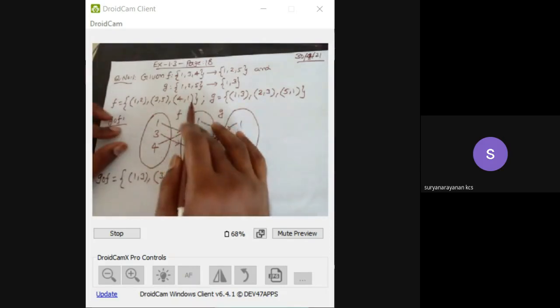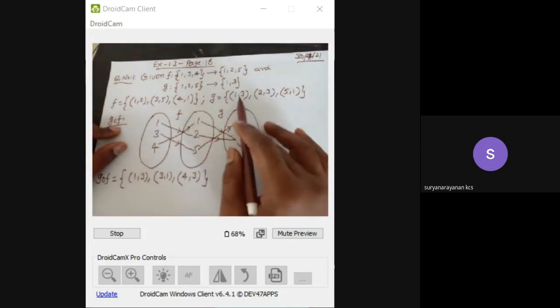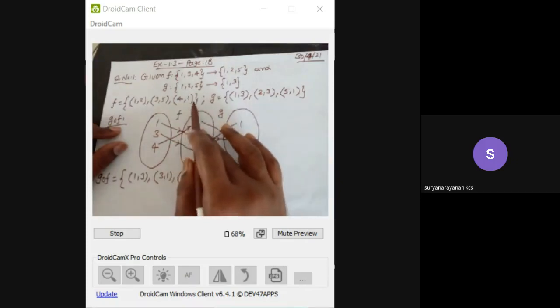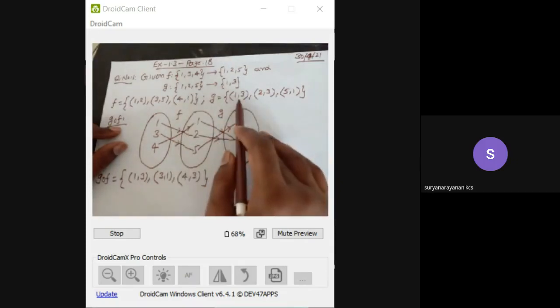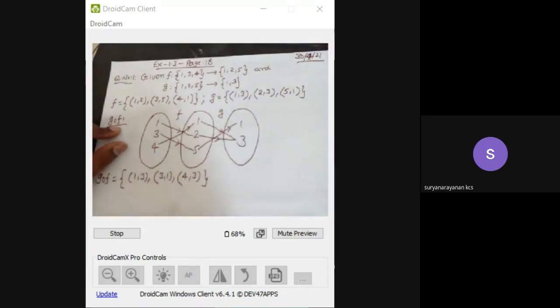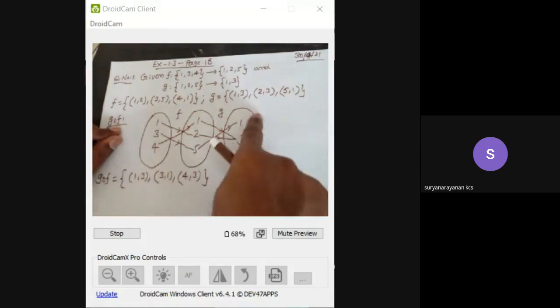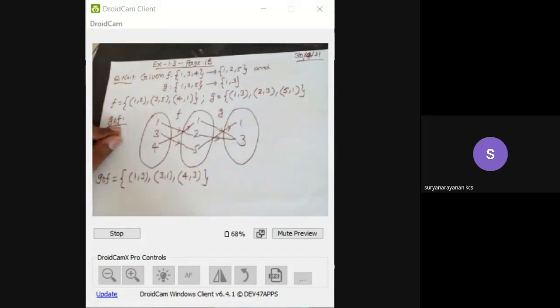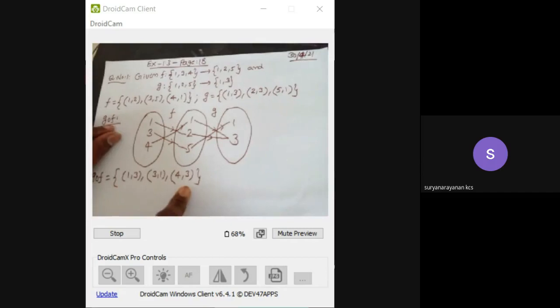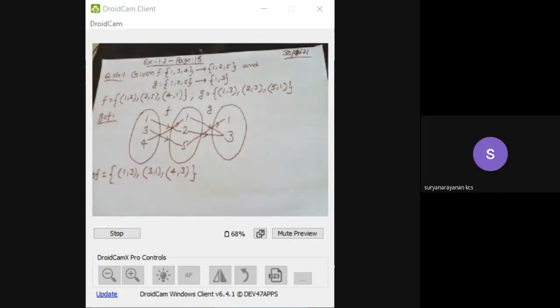Similarly, 4 comma 5. What is the link ordered pair here? 1 comma 3. Yes or no? Yes, sir. Ordered pair 4 comma 1, 1 comma 3 is a link ordered pair, a connected ordered pair. So 4 comma 3, we wrote this one. Without drawing this arrow diagram, directly we can write G circle F. Understood this point, my dear children? Yes, sir.